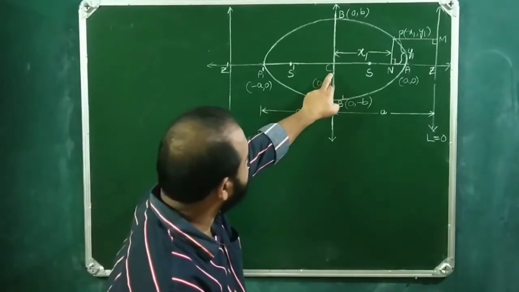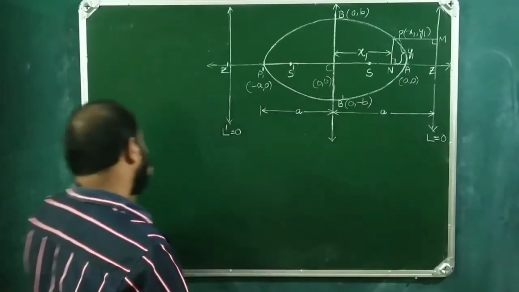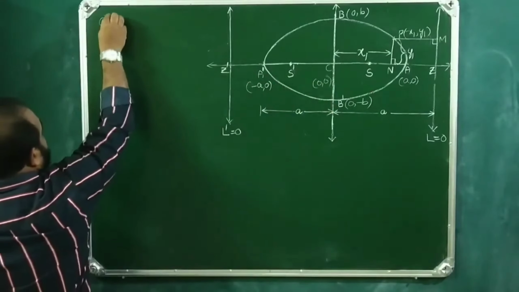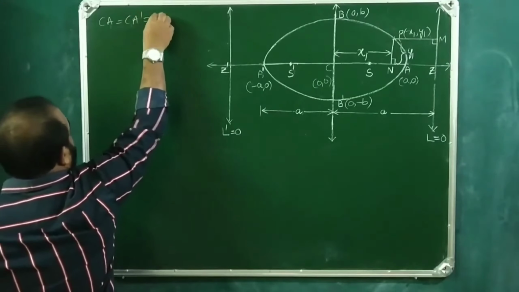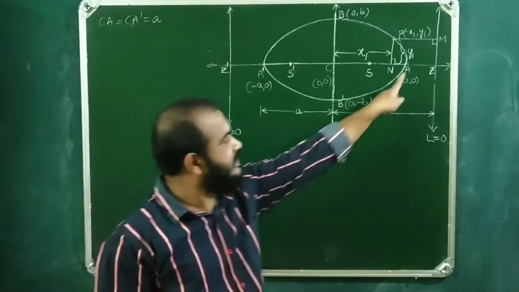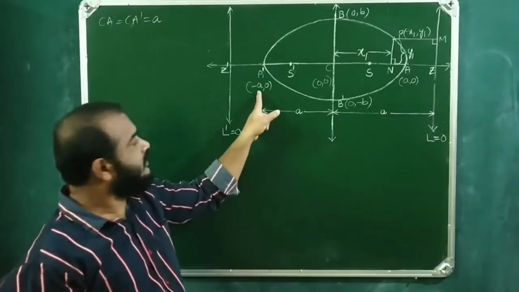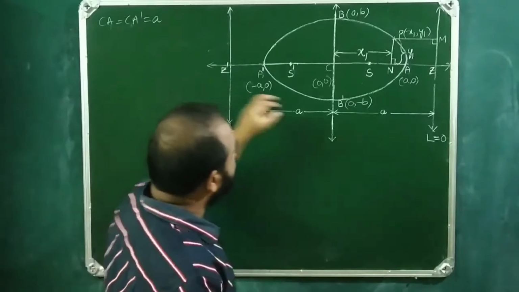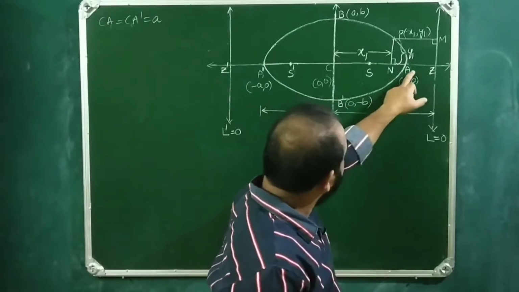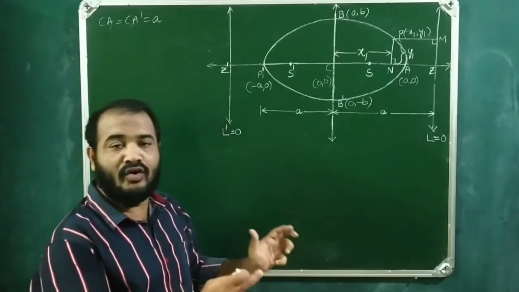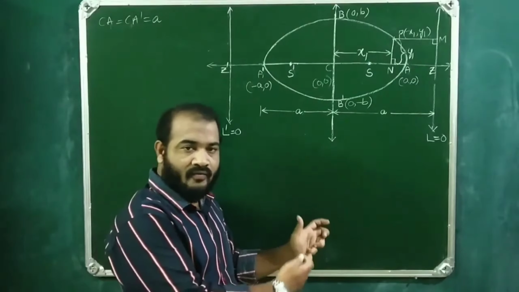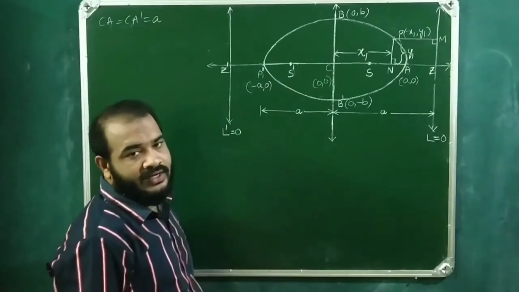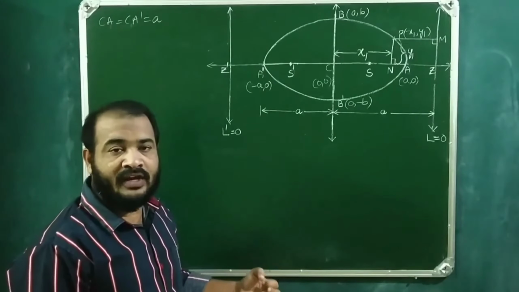Since C is the midpoint of AA dash, CA is equal to CA dash, which is equal to, I'll take a. Therefore, this A becomes (a, 0) and this A dash is (minus a, 0). Now, since A comma A dash lie on the conic, what is the conic here? Ellipse. Since A comma A dash lie on a conic, we can apply the definition.